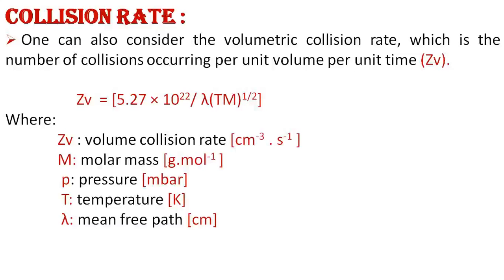M is the molar mass, gram per mole. P is the pressure, that is the millibar. T is the temperature, Kelvin. Lambda is the mean free path. So that is the collision rate.